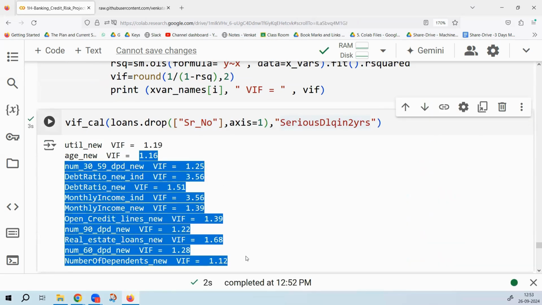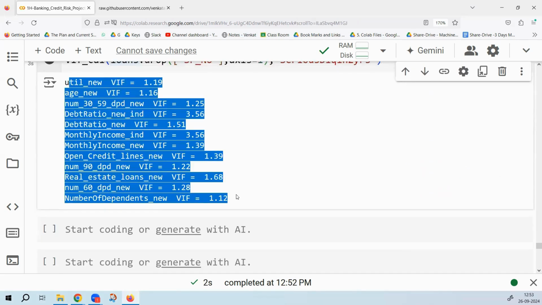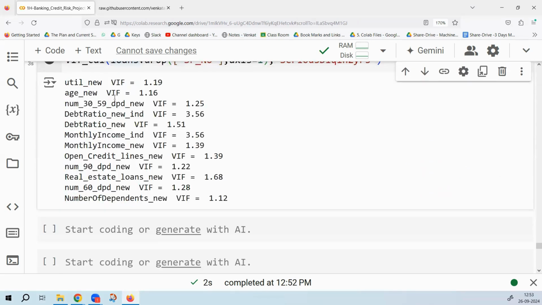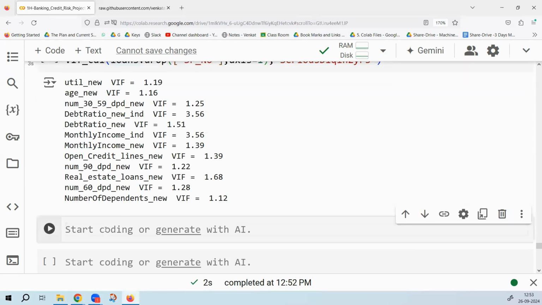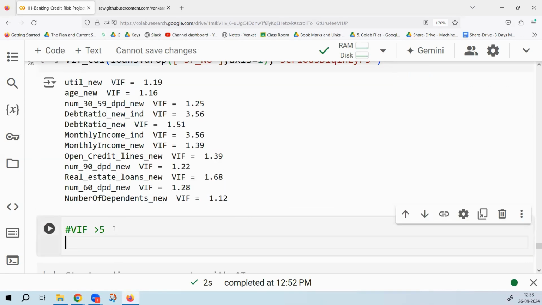1.0. Looking at this output, what is our final takeaway? Based on VIF, how do we choose? VIF greater than 5 is a danger sign. Are there any variables with VIF greater than 5? No. So almost all the variables are independent.